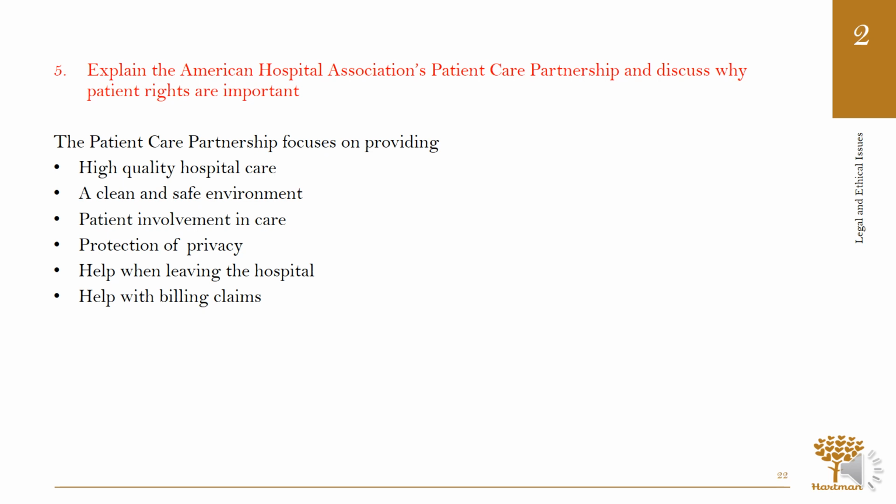1. High quality hospital care. This includes the patient's right to know the title and identity of any person providing care and to know if that person is a student, medical resident, or trainee of any kind. 2. A clean and safe environment. This addresses the importance of infection prevention and control for patients, which will be covered further in Chapter 4.